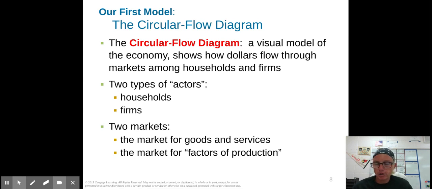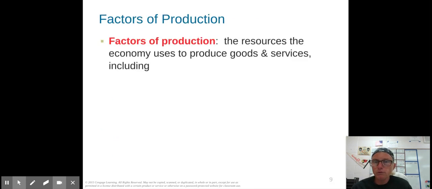So what the heck are factors of production? Factors of production are really what they sound like. They're the factors you need in order to produce something. So what are those factors of production? That would include labor. You got to have workers to produce something. You need land, and land can be natural resources as well.